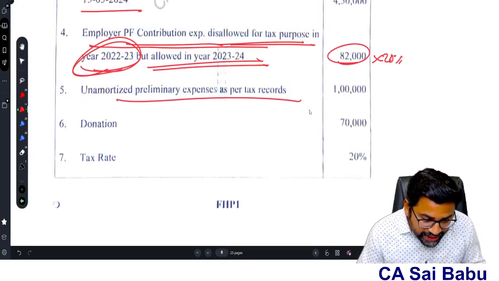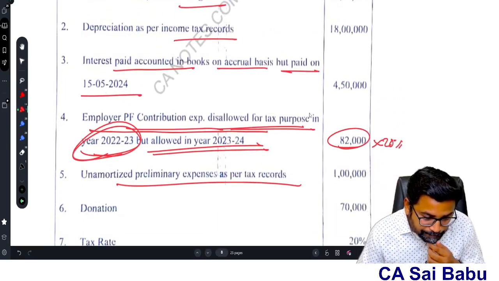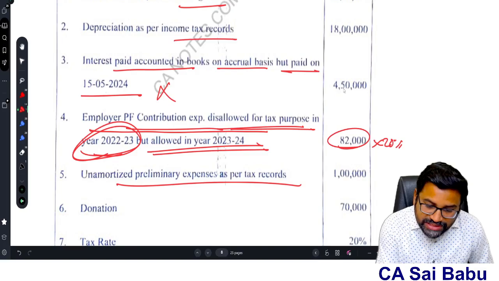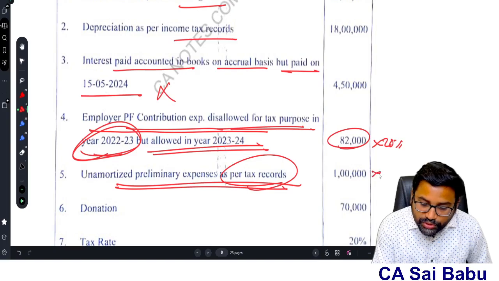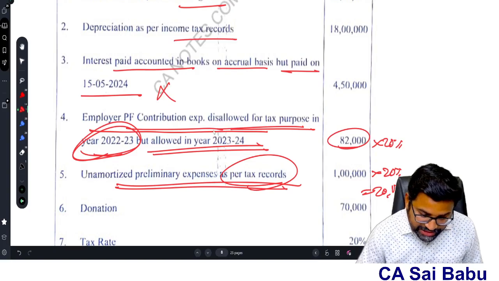Okay. And what are the items giving deferred tax assets? See here. Interest paid will not give, because it is also allowed as per the income tax. But unamortized preliminary expenses as per the tax, this is going to give deferred tax asset. So therefore 20,000 will be added.